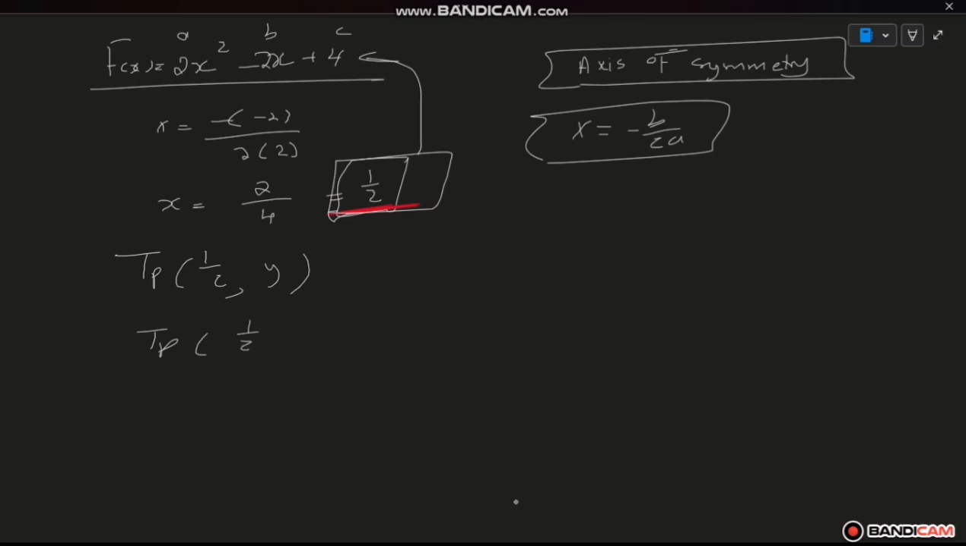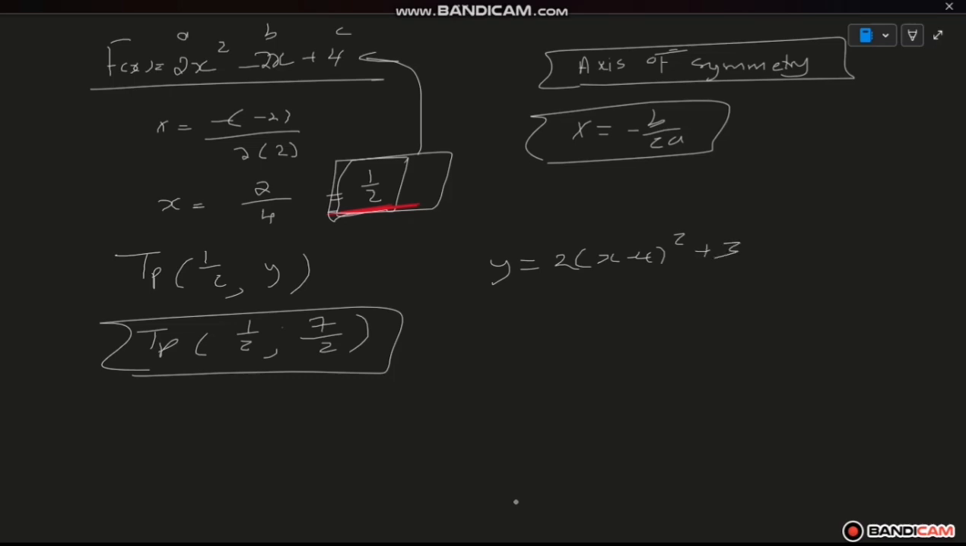Now we have 1 over 2, and y is 7 over 2, but you can use your calculator to check if this answer is correct. Let's say we have 2 into x plus 4 squared plus 3. Then here the turning point, it will be positive 4. Actually, inside the bracket it was negative 4: x minus 4 squared plus 3. Then the turning point will be 4 and 3 as the coordinates.